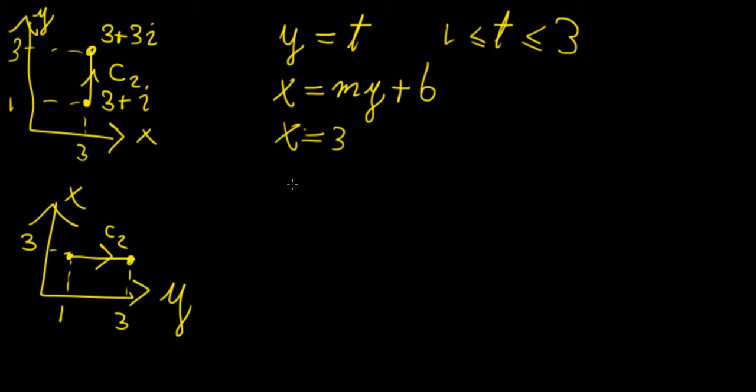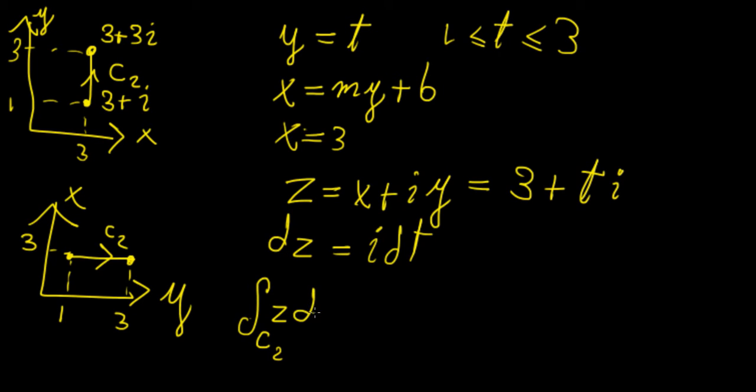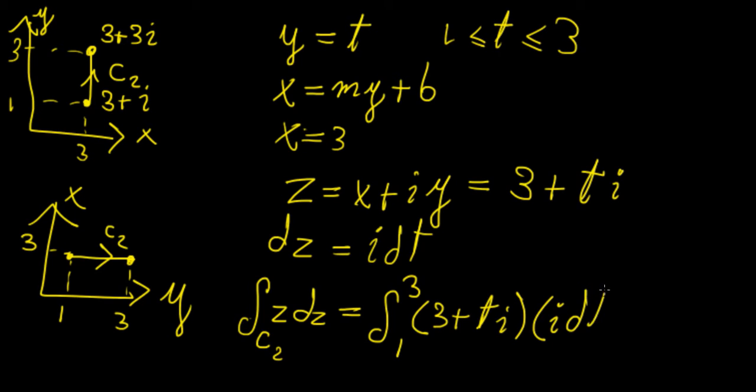Well, before we do that, let's have z equals x plus iy. And in this case, we just apply this. So it's going to be 3 plus ti. That means that dz is going to be equal to i times dt. So now we're going to evaluate the integral along C2 of the function z. And this is going to be the integral from 1 to 3 of 3 plus ti times i dt.